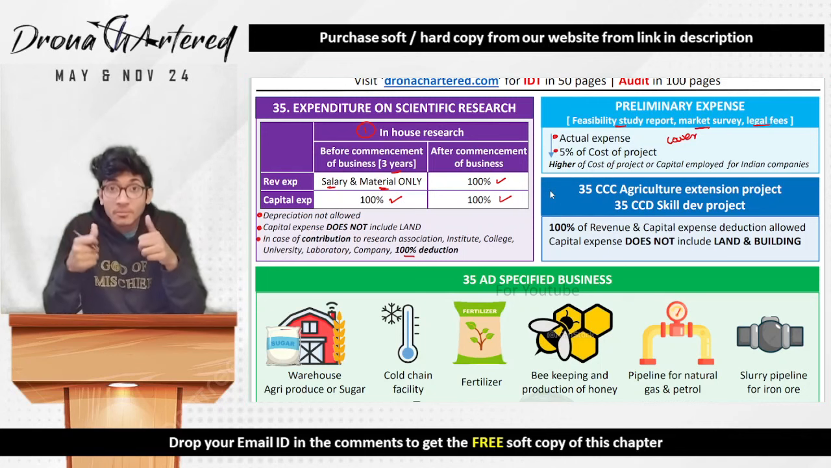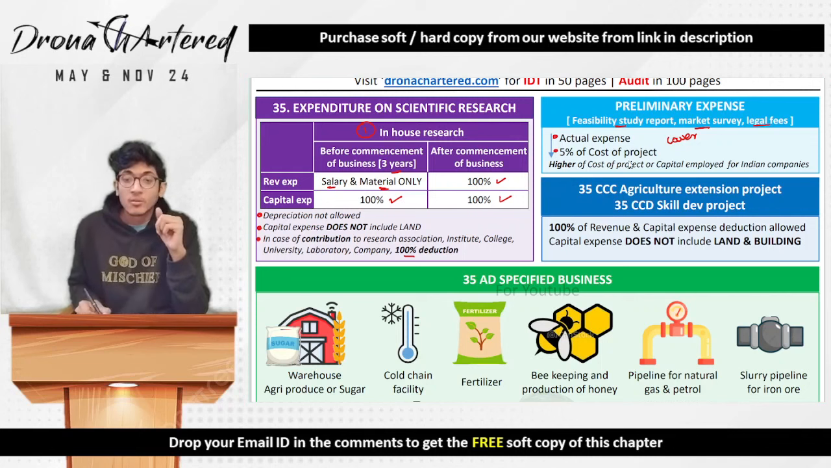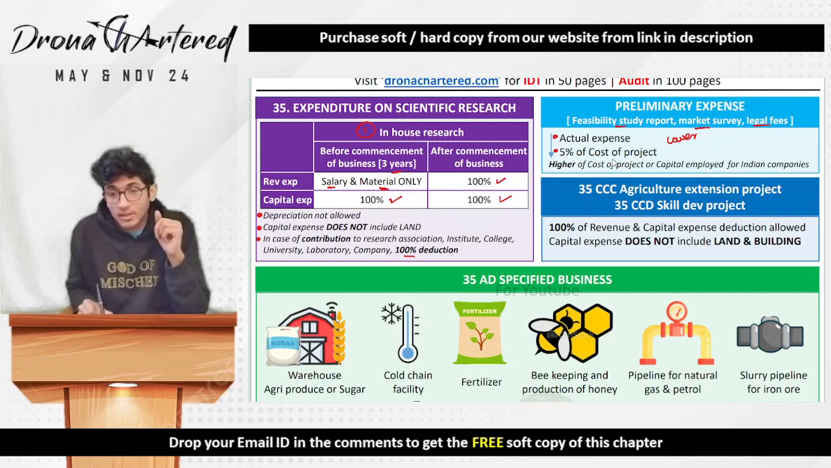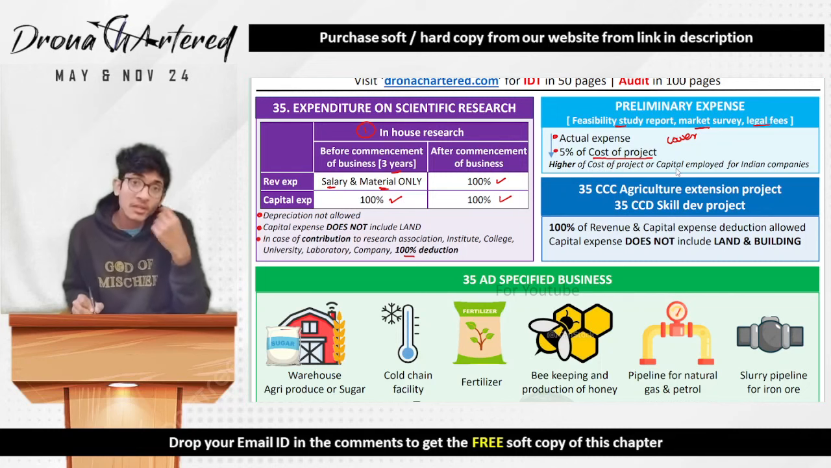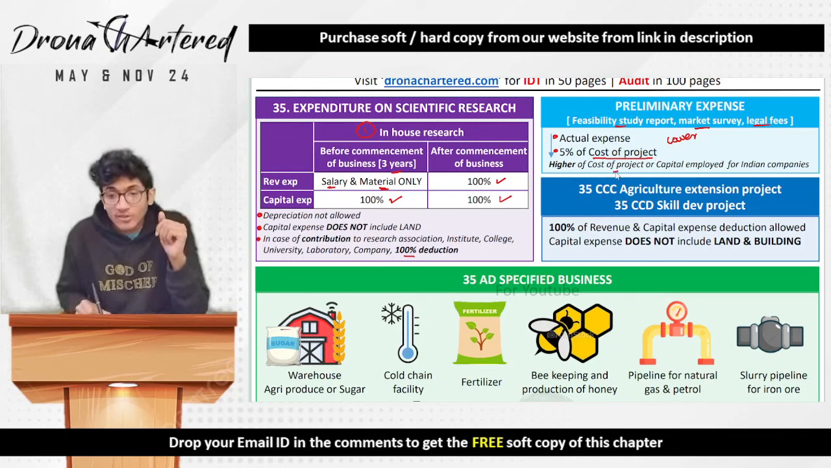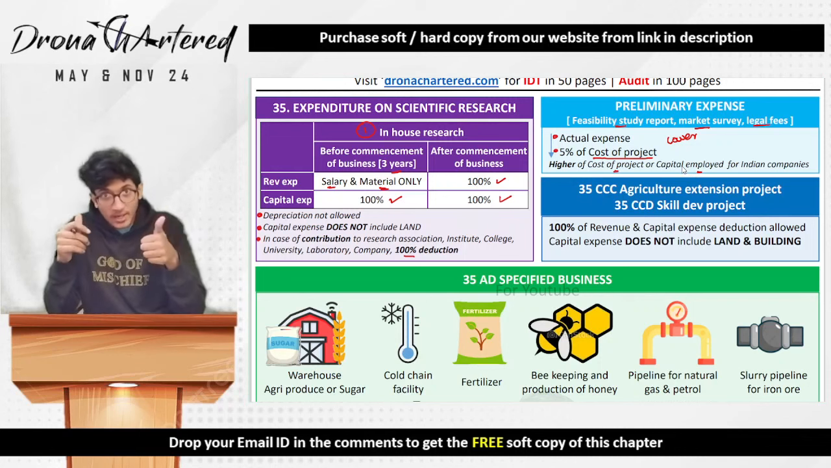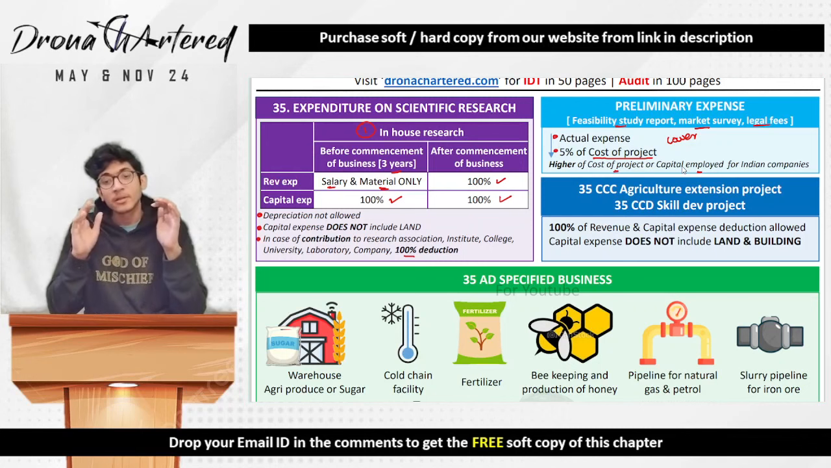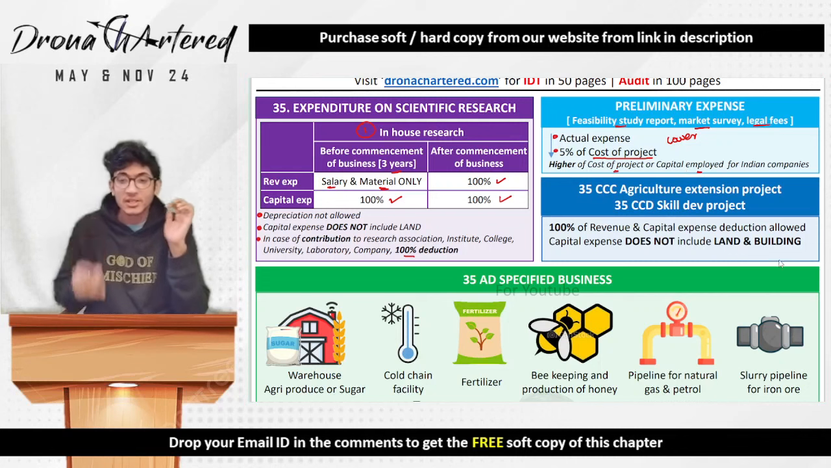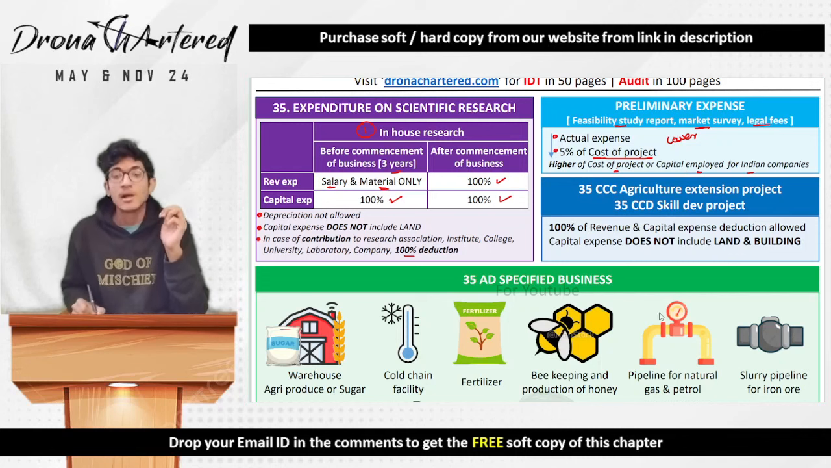However, for Indian companies, there is an added benefit. What does the income tax say? Instead of just cost of project, for Indian companies we will give you another option: cost of project or capital employed, whichever is higher. Then you multiply it by 5%, compare it with the actual expense, and whichever is lower will be the deduction allowed. This is only for Indian companies.